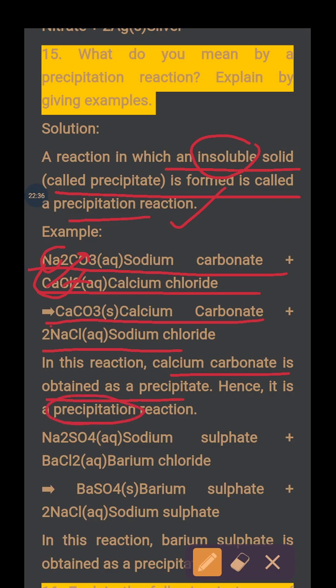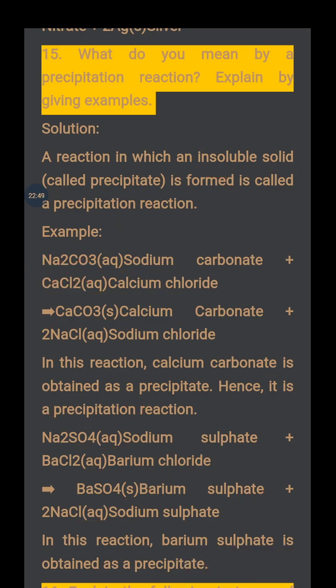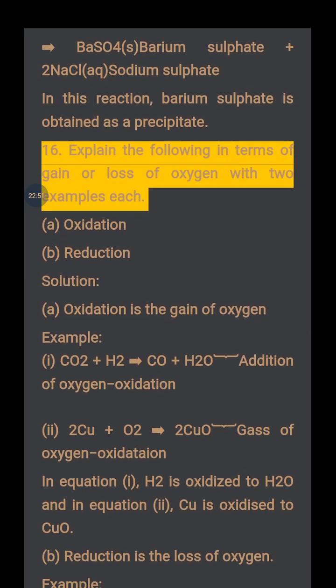Another example: Na2SO4, sodium sulfate, when reacted with barium chloride, forms barium sulfate plus 2NaCl. In this reaction, barium sulfate is obtained as a precipitate. Now another question.